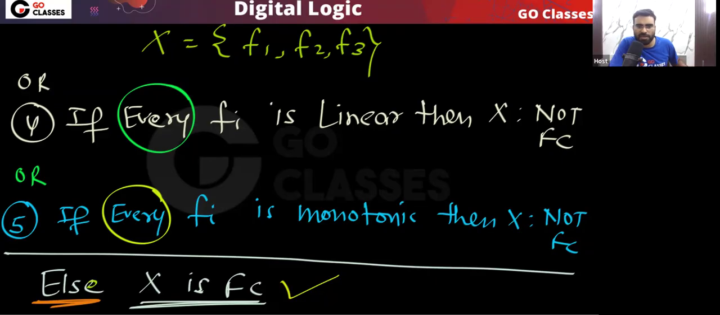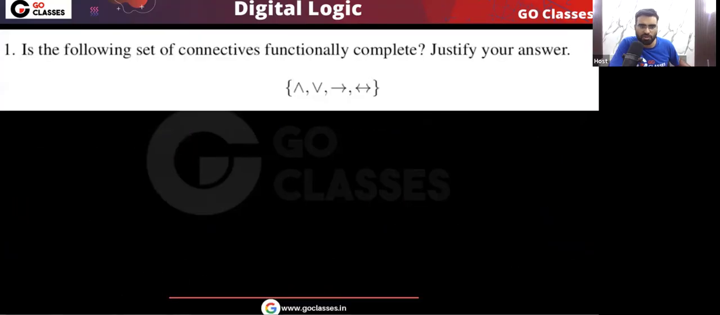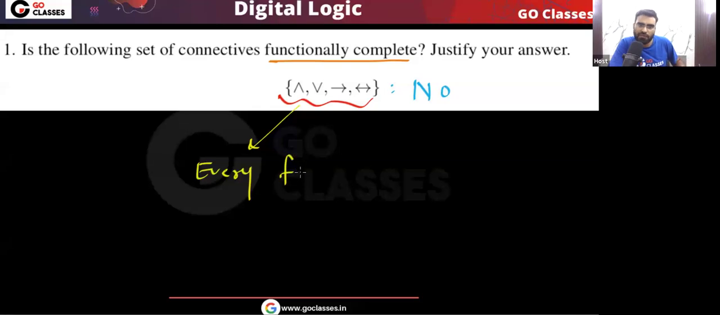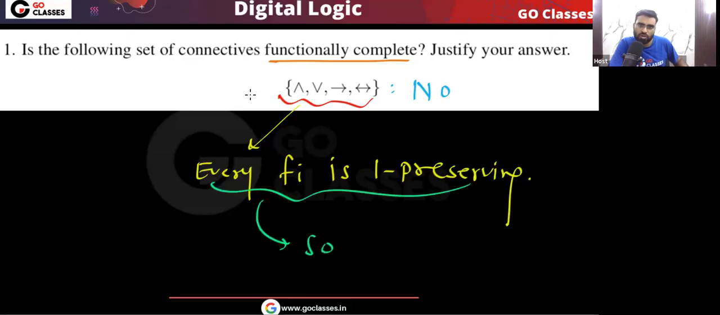Did you understand? Please tell me. Tell me the answer for this question quickly. We have already seen this. This set, is this functionally complete? The answer is no. Why? Just check. Each of them is one preserving. Yes or no? All are one preserving. Every fi is one preserving. Correct? So this set S is not functionally complete.